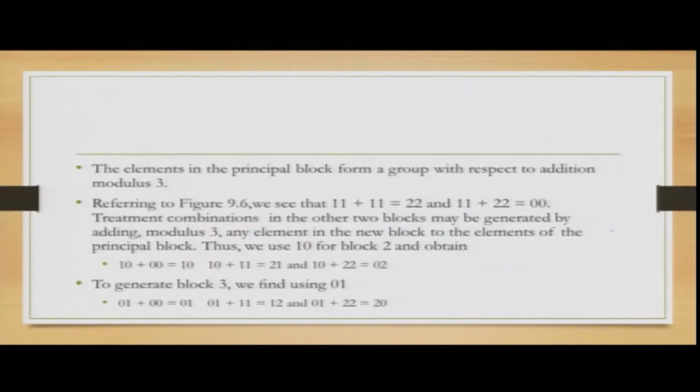The elements in the principal block form a group which represents addition modulo 3. Referring to this diagram, we see that the combinations are 2 2 and 0 0, which is basically high high and low low. Treatment combinations in the other 2 blocks may be generated by adding modulo 3, and any element in the new block can be obtained by addition and subtraction accordingly. So, to generate block 3 we would do the combinations accordingly.